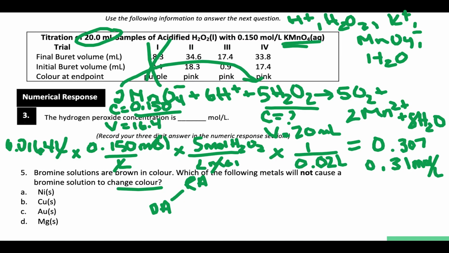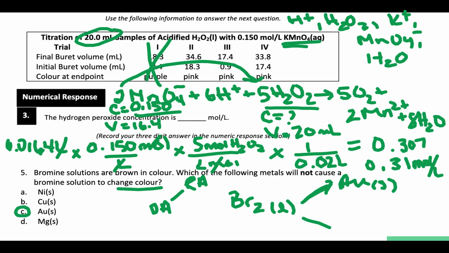So if you take a look at your bromine solution, bromine is an OA. So bromine liquid, you can find this on page 7 as an OA. And when you're looking at your options, gold is the only one that's above it. All the other 3 will end up being below, which would mean it was spontaneous. So gold's the only one, RA, that's above.